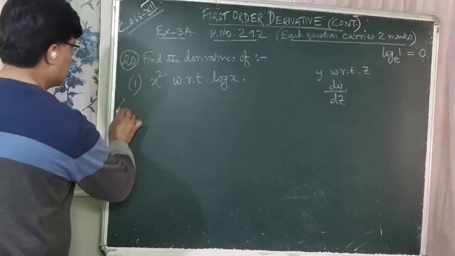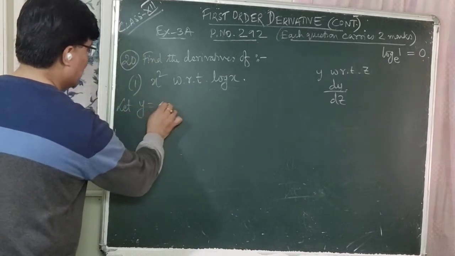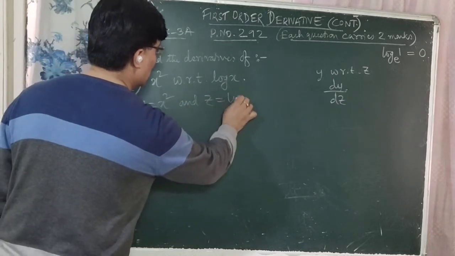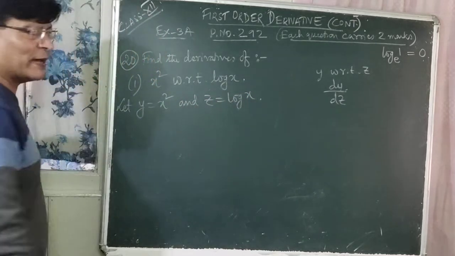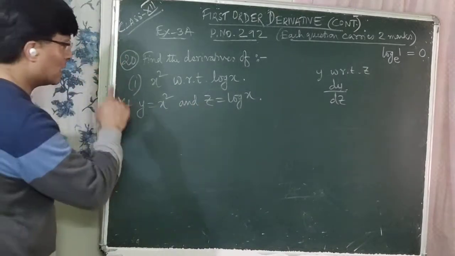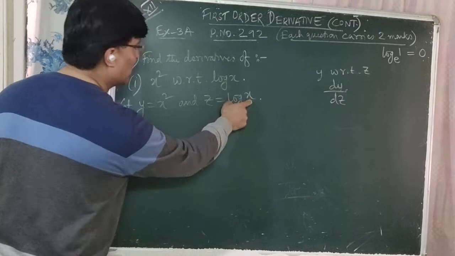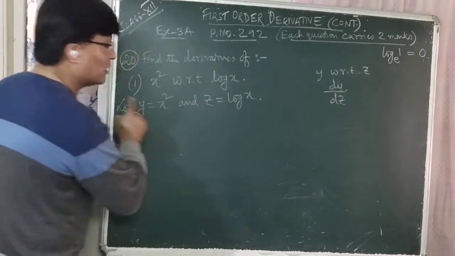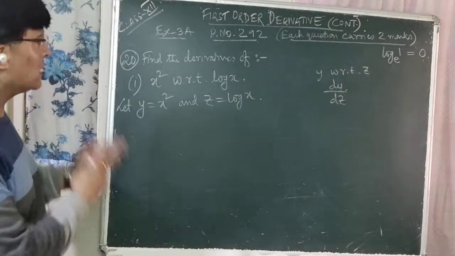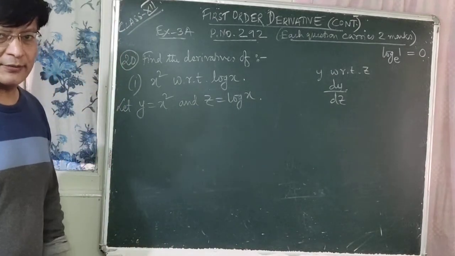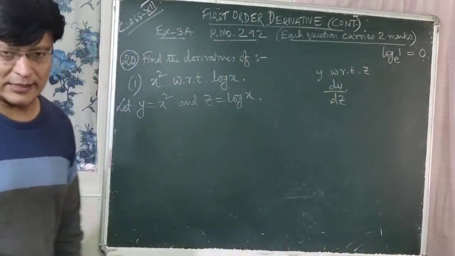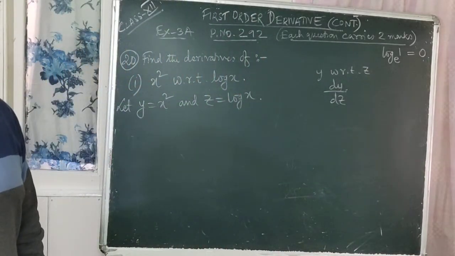So let y is equal to x squared and z is equal to log x. How is it a parametric equation? This y and z are expressed in terms of a third variable x. Now x is a parameter here. So this is also known as a parametric equation. In this case, you have to find out the value for only dy by dz. That should be the answer.